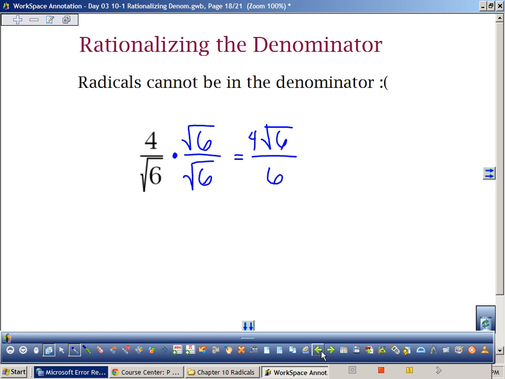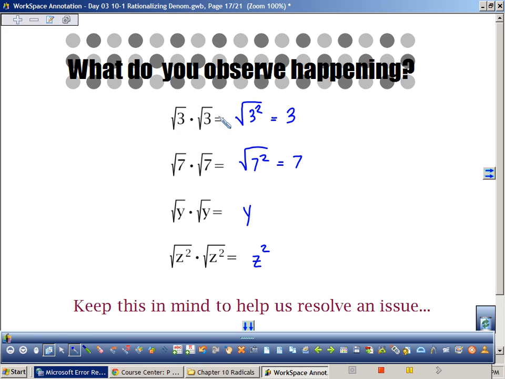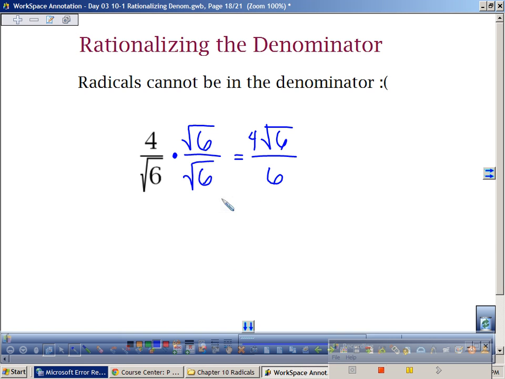Right? Isn't that what we did on this one right here? Rad 3 times rad 3 equals 3 squared, and then you kick the 3 out. Rad 7 times rad 7 equals 7 squared, then you kick the 7 out. You would do that with each one of these. So whenever you have a radical in the denominator like that, to get it away, you just multiply by a radical in the numerator and in the denominator, and you will get rid of the radical on the bottom.